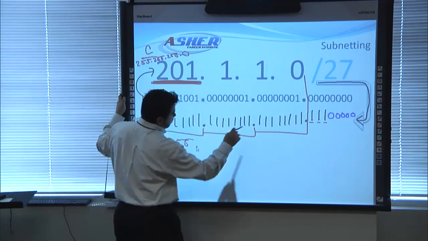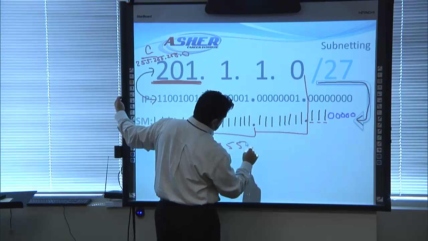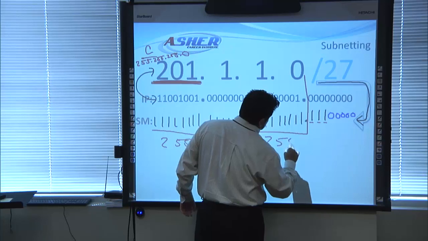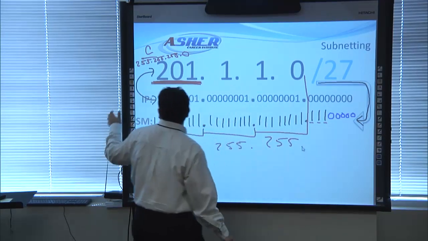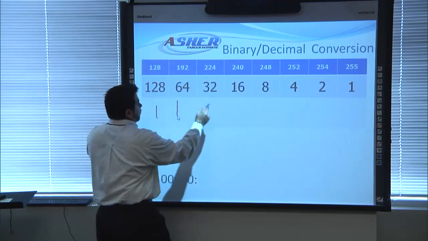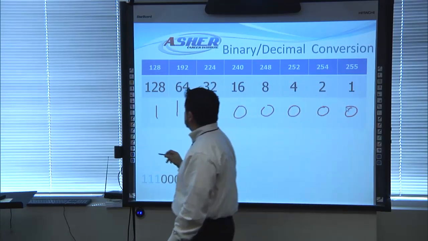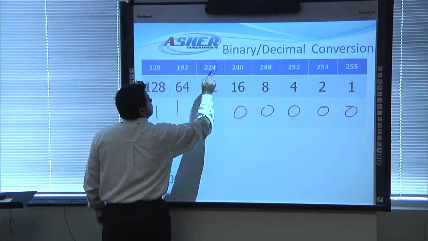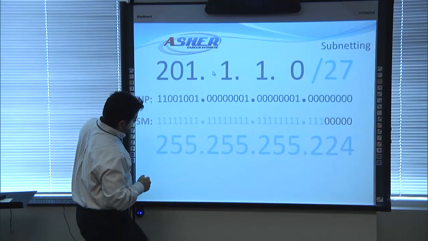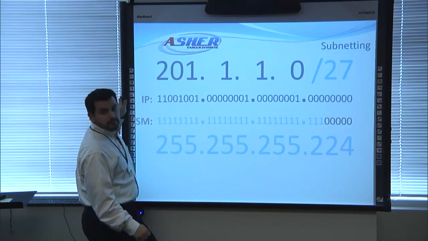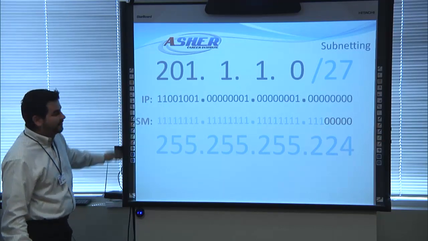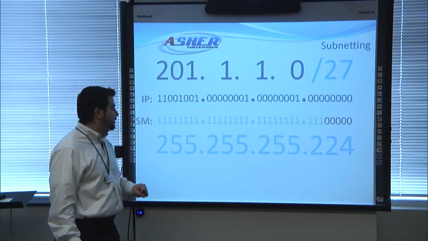255. 8 ones equal? So what does 3 ones equal? 1, 1, 1, 0, 0, 0, 0, 0 equals 224. And there it is right there. Magic. My writing got really neat.